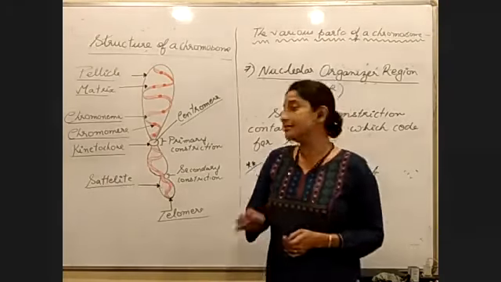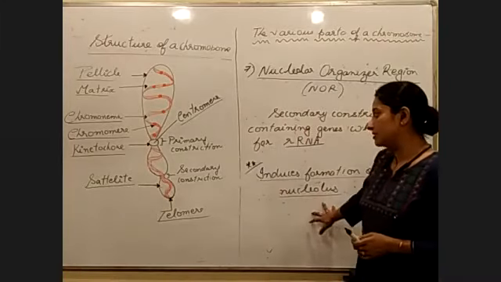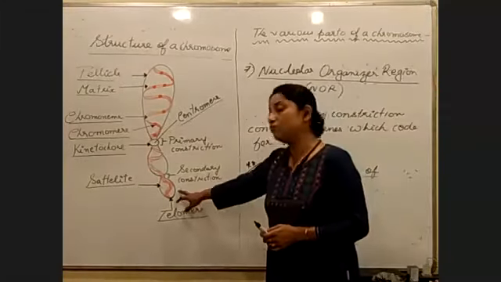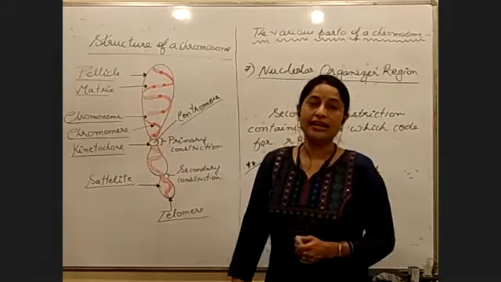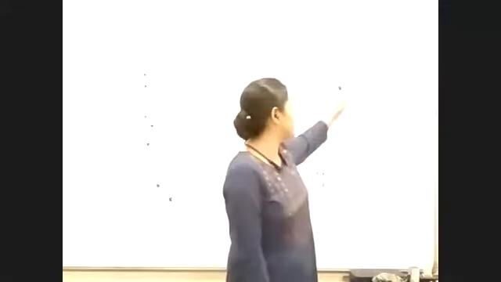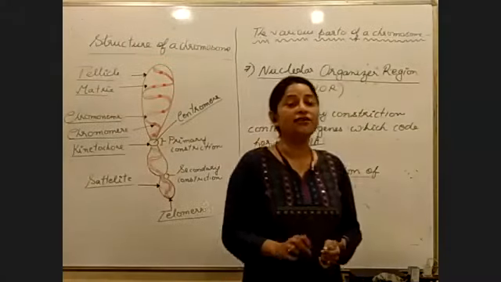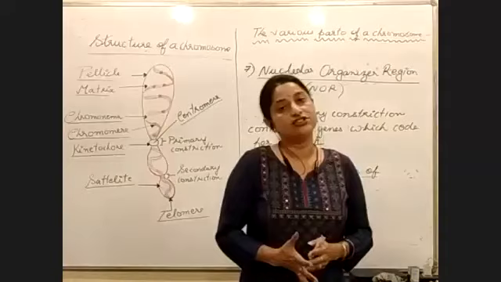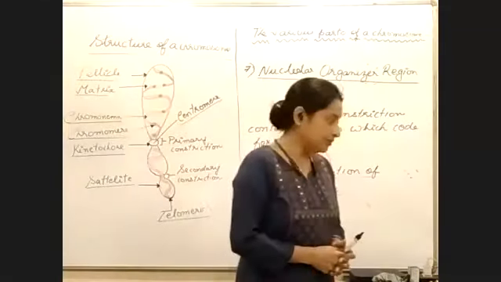Now the point is, where will you find the nucleolus, or which part helps to form the nucleolus? It is this chromosome with the secondary constriction, right? And that is what is called the nucleolar organizer region. So NOR is associated with the secondary constriction of the chromosome. Clear?